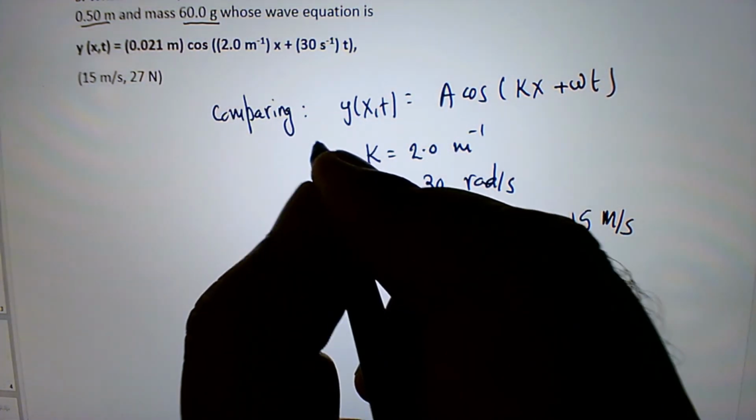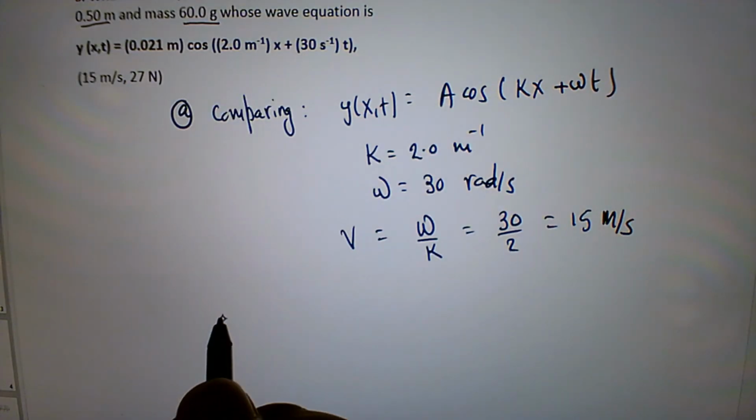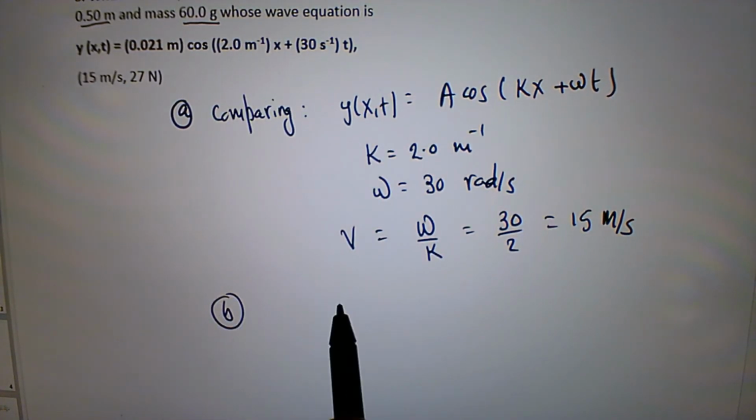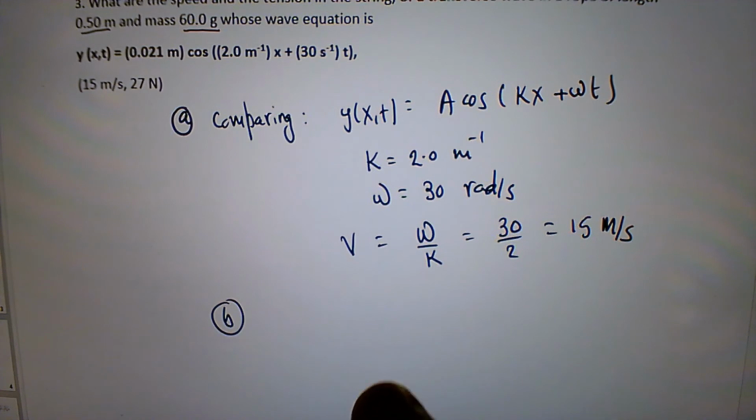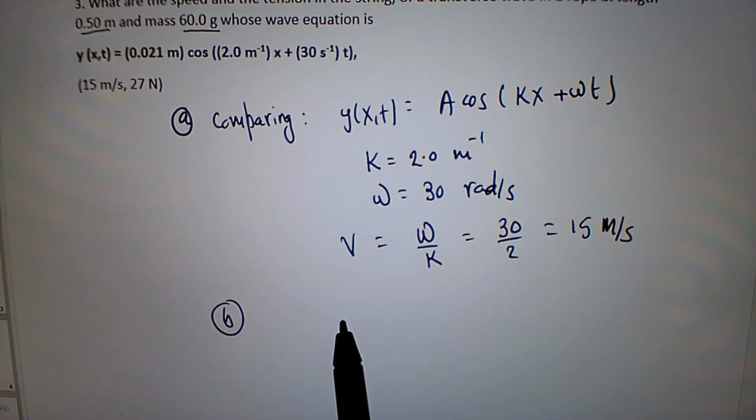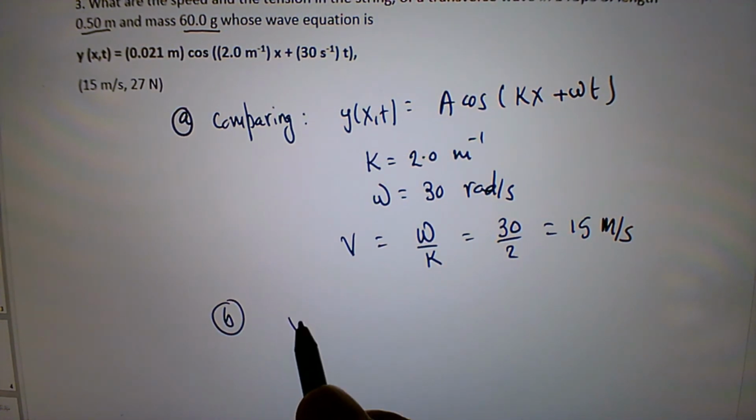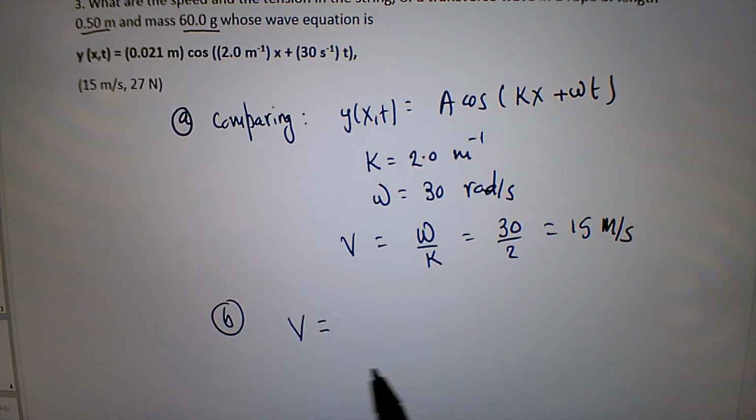So that's the first part, right? The second part of the wave problem is asking what's the tension in the string. To find the tension in the string, we need another formula. The speed of a wave on a string depends on the string properties and the tension, how much tension you put.